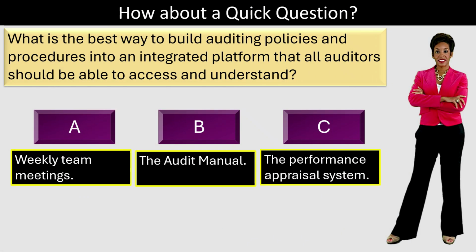We've been working on the fundamentals of a strong audit team, with sound procedures backed up by a quality assurance process that seeks to make improvements as part of a dynamic learning culture. But how do we put this all together? What is the best way to build auditing policies and procedures into an integrated platform that all auditors should be able to access and understand, choose from? Weekly team meetings, the audit manual, or the performance appraisal system?